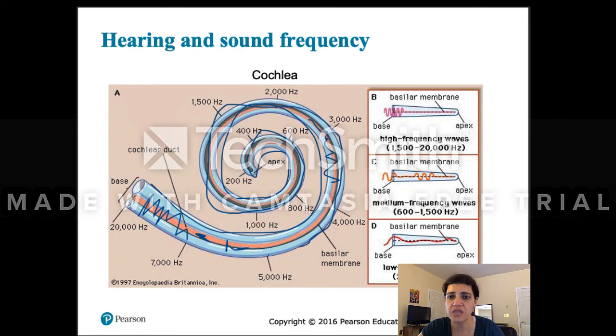When the frequency is between, what do we hear? Between around 600 and 1500. That's the middle frequency that we are allowed to hear, right? Because of our organ. So then you're able to hear the sound.